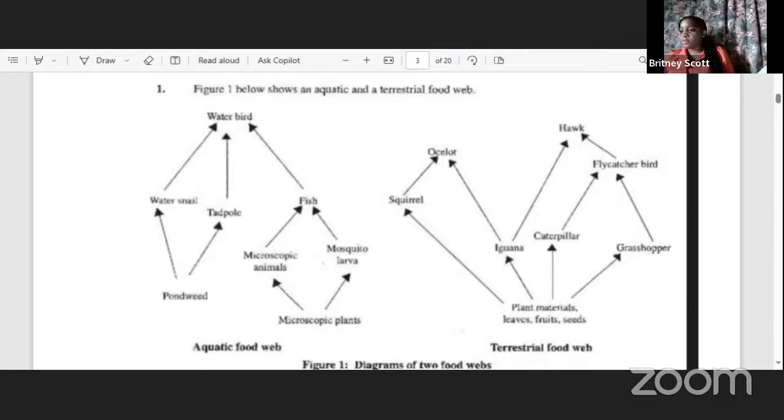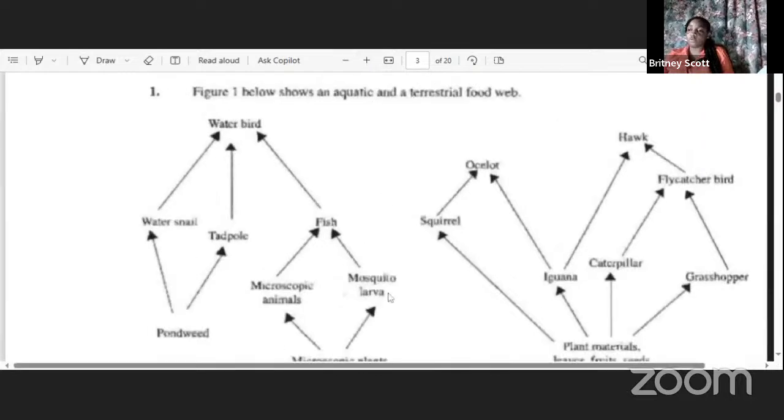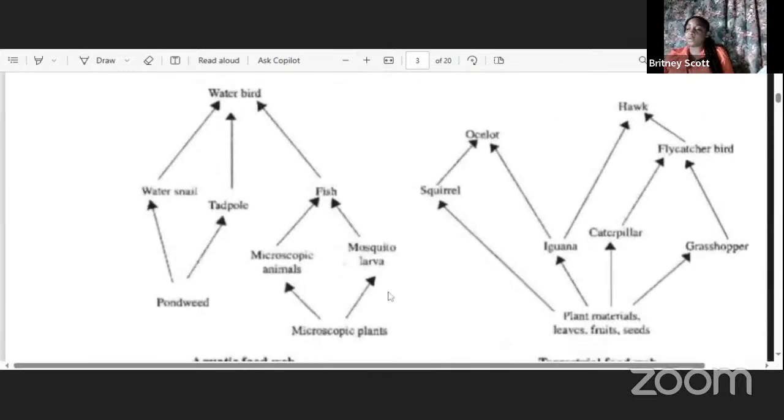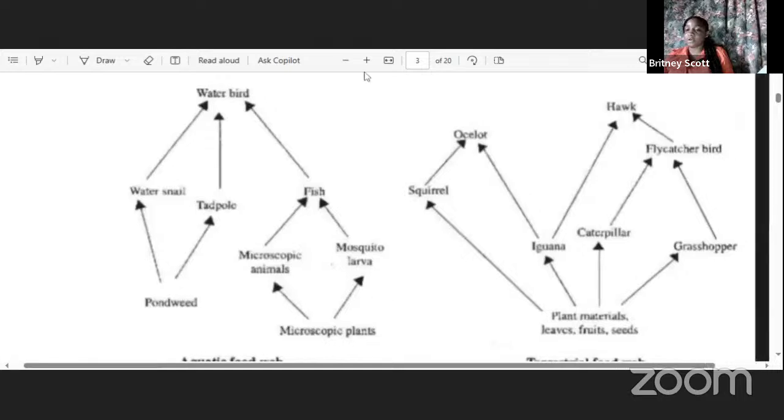All right, now we're moving into the next question. Yes, that is indeed correct. All right, moving into the next question. We're now looking at 2 food webs to be exact. We're looking at an aquatic food web and a terrestrial food web. So these are the food webs that we are looking at.